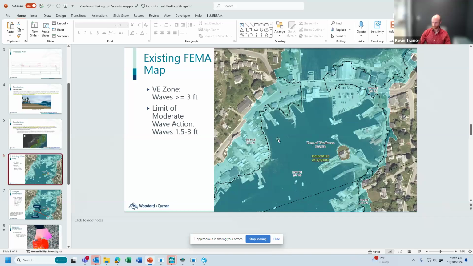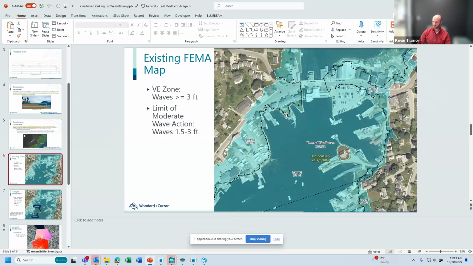But just for reference, this zone out here in the harbor and moving through into the cove is the VE 13 zone, meaning wave heights of 3 feet or more. And then this black line with the triangles is the limit of moderate wave action. And so waves there are less than 3 feet in the AE zone.